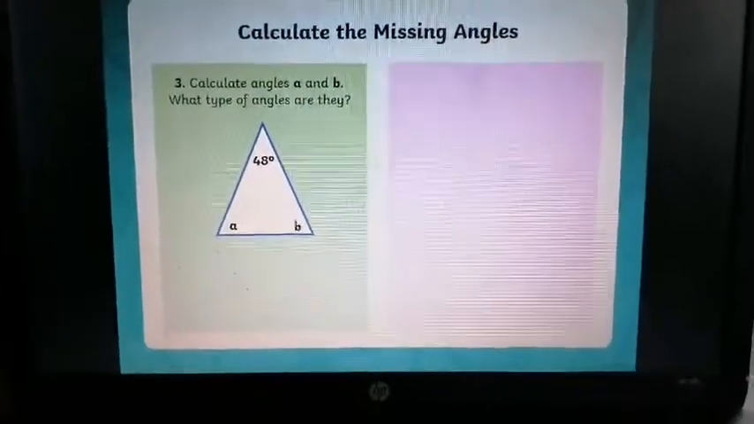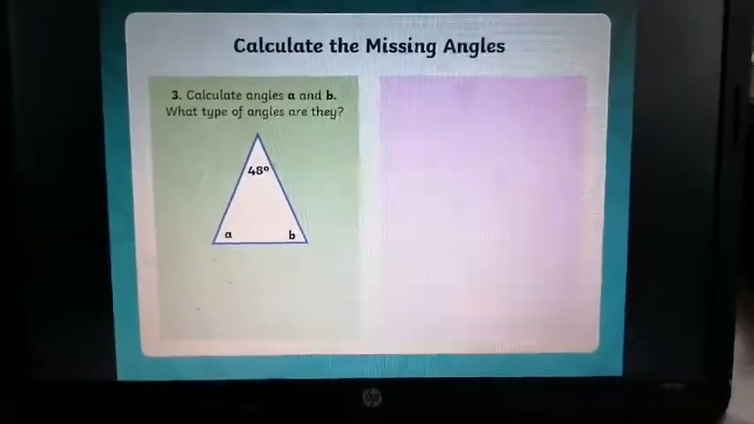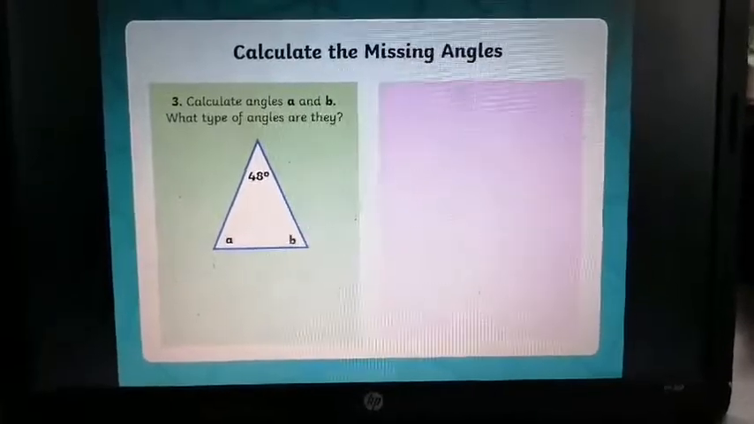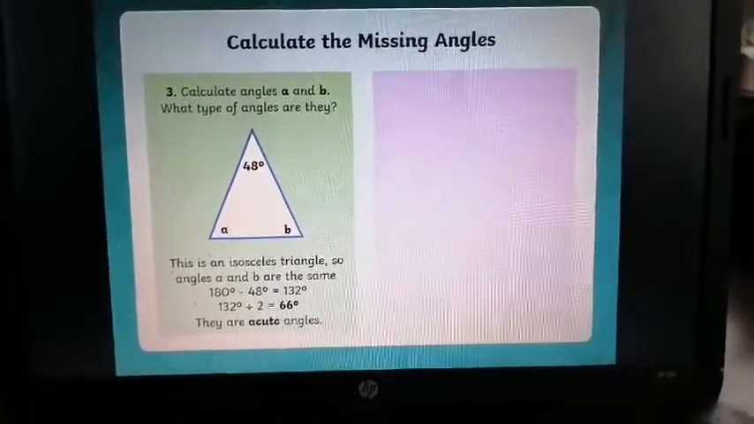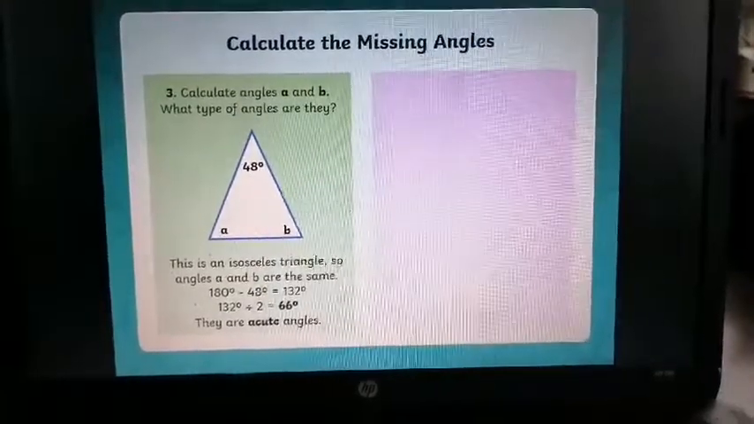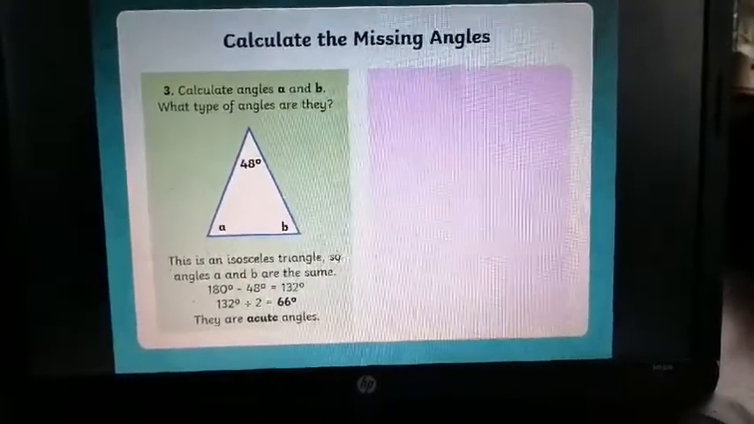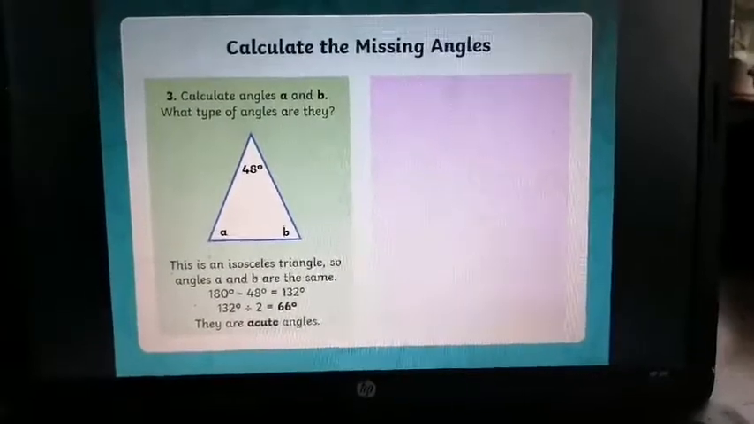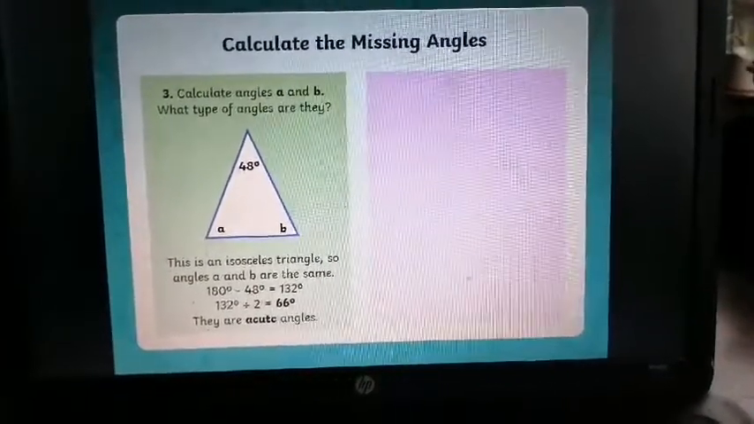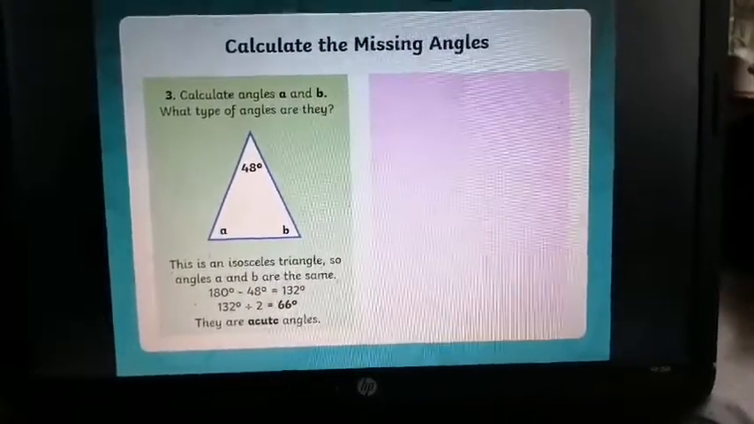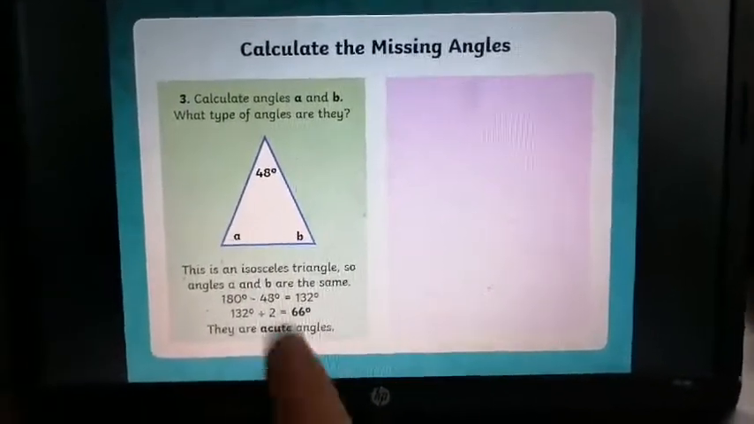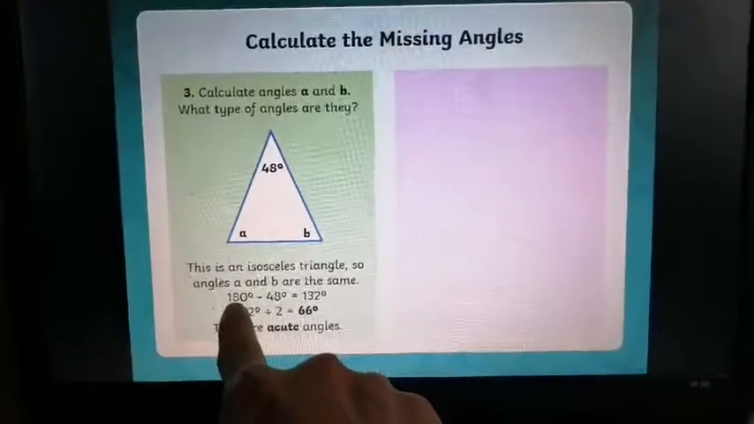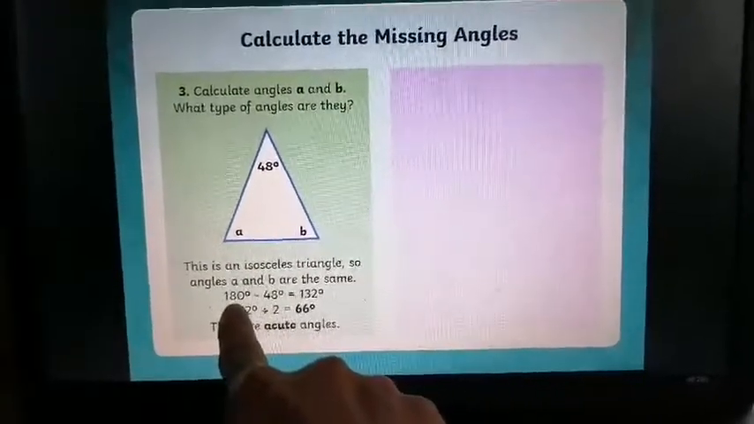We can calculate angles A and B. What type of angles are they? So we've got A and B here. This looks like an isosceles triangle. So angles A and B are the same. 180 degrees take away 48 degrees is 132 degrees. 132 degrees divided by 2 is 66. They are acute angles.